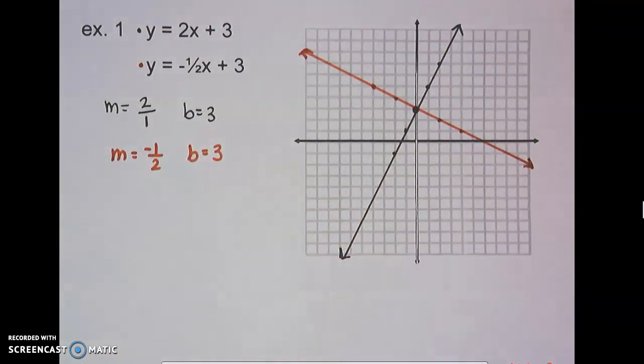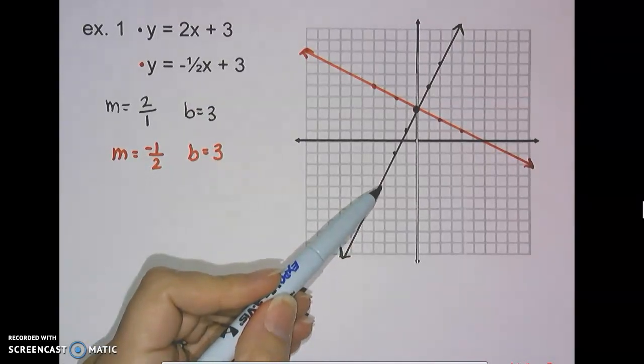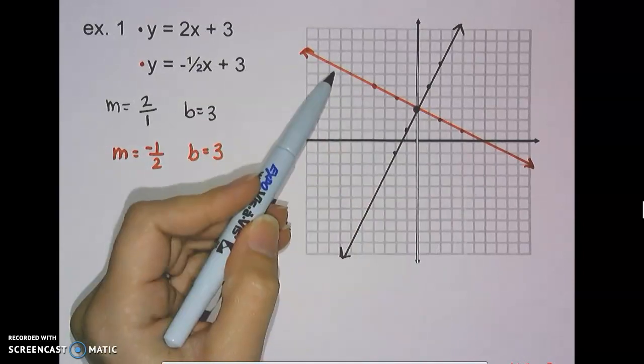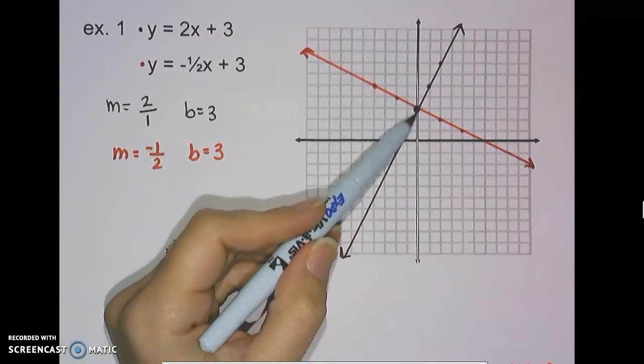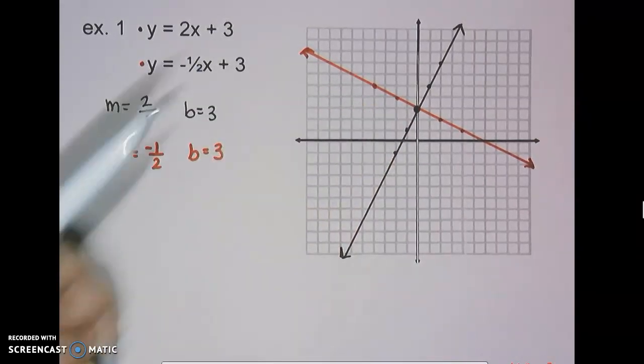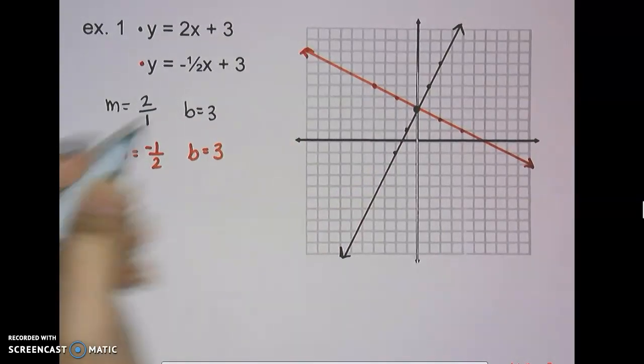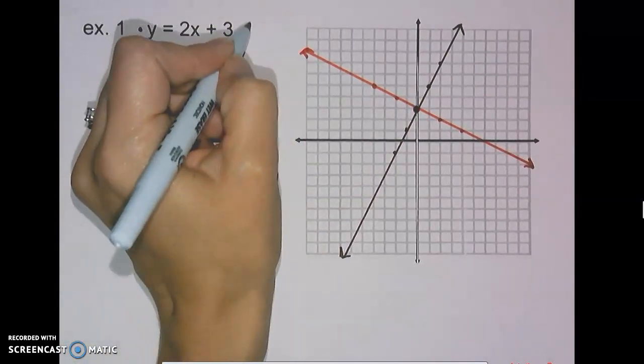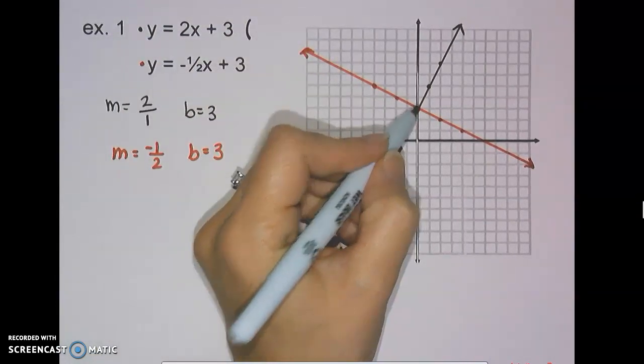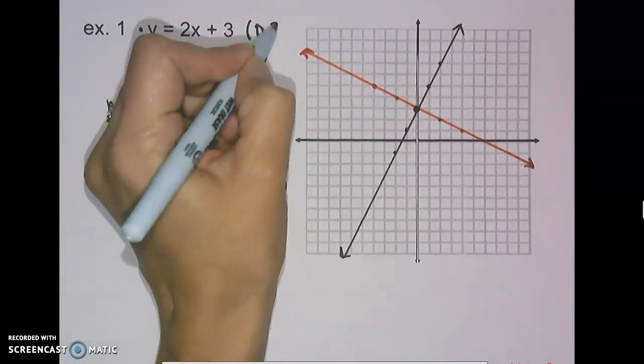Looking at these two lines, where do you think our solution is going to be? If we have a system and two graphs, our solution is going to be where those two cross each other. Here the brown line, the first one, and the orangish red line, the second one, both have this same point in common. So that's going to be our solution. Let's write it over here. The coordinates of that point are (0, 3).